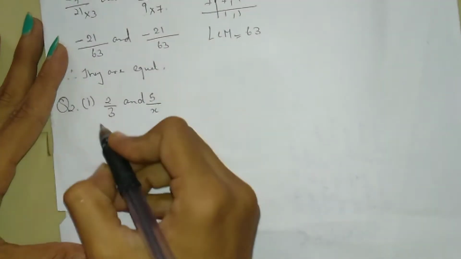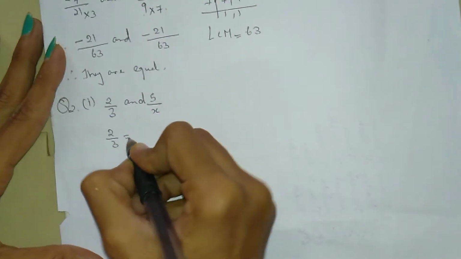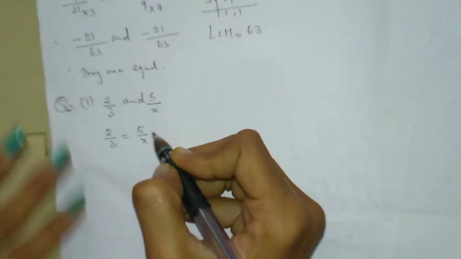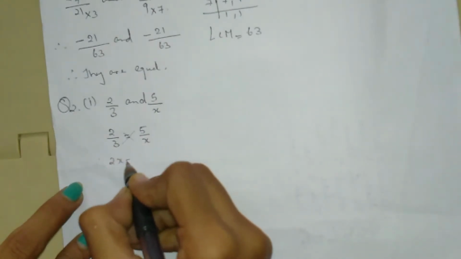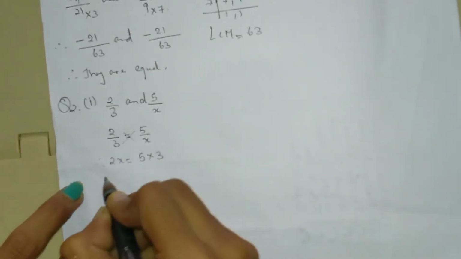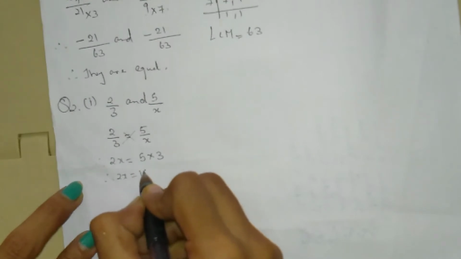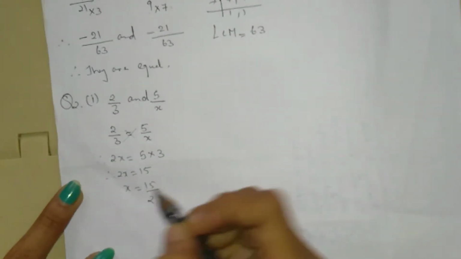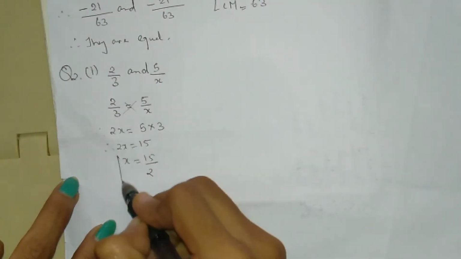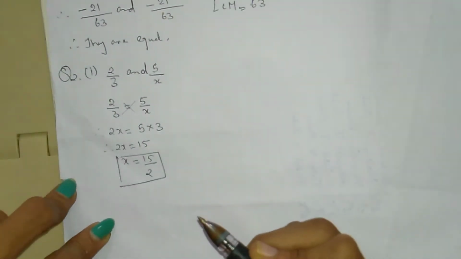Now they are equivalent fractions. 2 upon 3 equal to 5 upon x, we can write. Now cross multiplication. Therefore 2x equal to 5 into 3. Therefore 2x equal to 15. So x equal to 15 upon 2. Easy, simple.